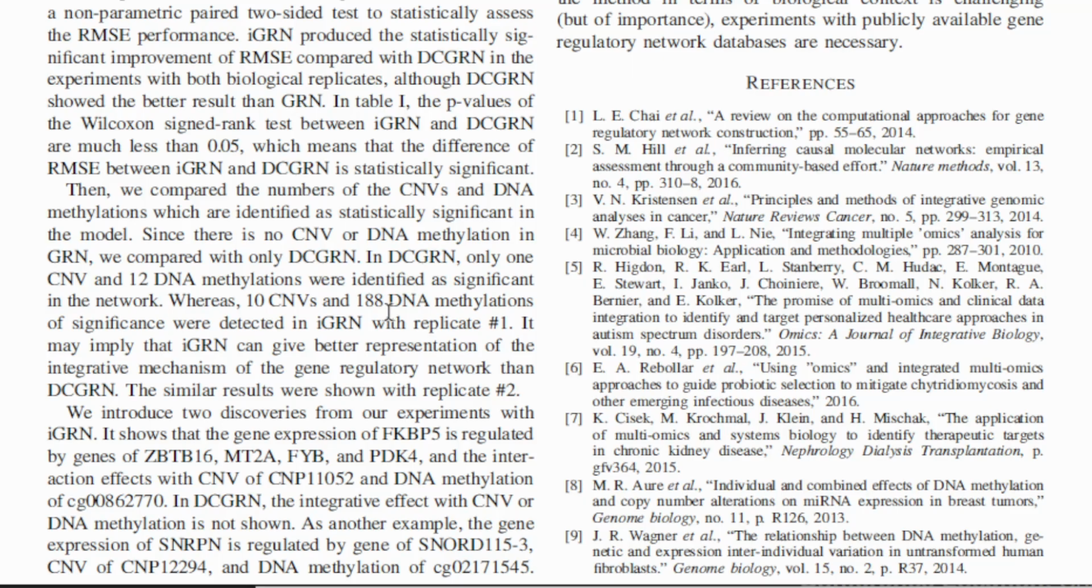7. K. Chisek, M. Krochmal, J. Klein, and H. Mishak, The Application of Multi-omics and Systems Biology to Identify Therapeutic Targets in Chronic Kidney Disease, Nephrology Dialysis Transplantation, p. GFV 364, 2015. 8. M. R. or et al. Individual and Combined Effects of DNA Methylation and Copy Number Alterations on miRNA Expression in Breast Tumors, Genome Biology, Number 11, p. R. 126, 2013. 9. J. R. Wagner et al., The Relationship Between DNA Methylation, Genetic and Expression Inter-Individual Variation in Untransformed Human Fibroblasts. Genome Biology, Volume 15, Number 2, p. R. 37, 2014. 10. M.